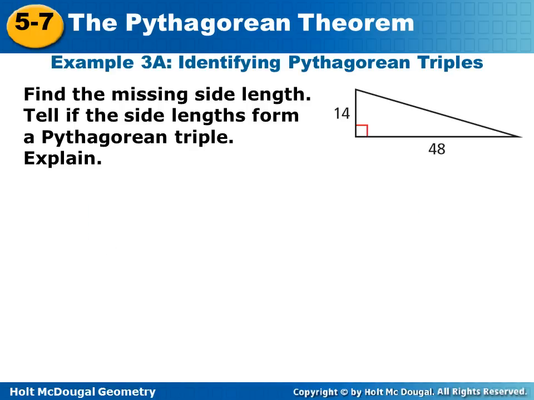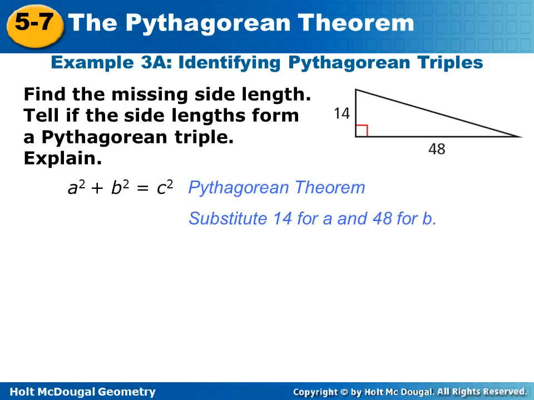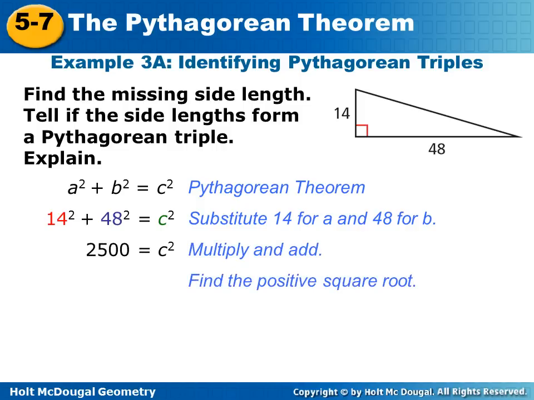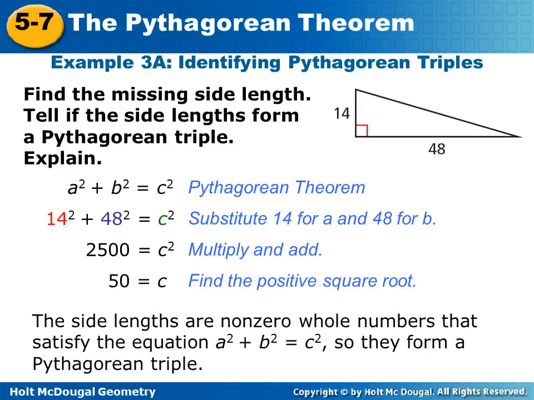Here we're trying to find the missing side length and tell if the side lengths form a Pythagorean triple. So we use our Pythagorean theorem and substitute 14 for a, 48 for b, and c is going to be the missing side. So we multiply and add to get 2500 equals c squared, and find the square root, and we get a whole number. So 14, 48, 50 is a Pythagorean triple, not a common one from the previous slide, but it is a Pythagorean triple because there are no radicals or decimals.